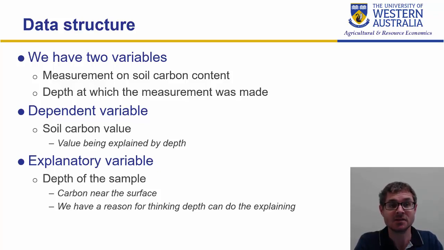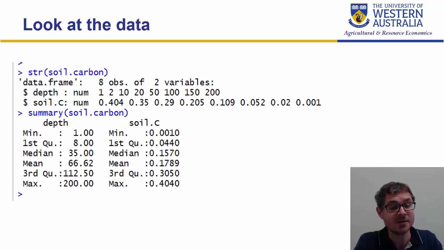Okay, so what do we want to do? We want to look at the data first. So that's important because there's often mistakes that happen when we read in the data. So let's have a look at this. There are two ways to look at the structure of the data. We can use the structure function. You can see that it says I've got two variables. I've got depth and I've got soil carbon content. And I've got 8 observations.